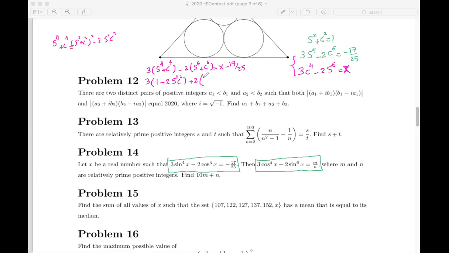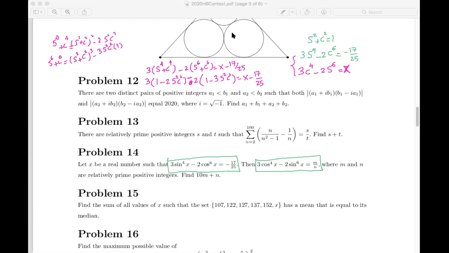And these are the sum of cubes you could think of. So that's S to the 6th plus C to the 6th, which equals S squared plus C squared cubed minus 3 times the product times the sum again, which is 1. So minus 2 times 1 minus 3 S squared C squared. Oh, cool. So they do cancel out.